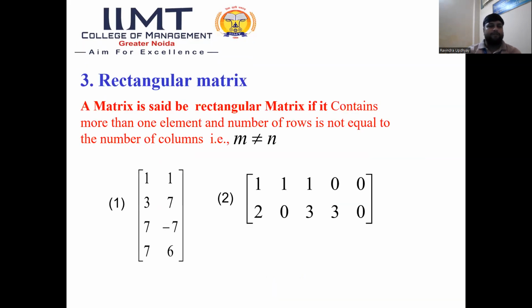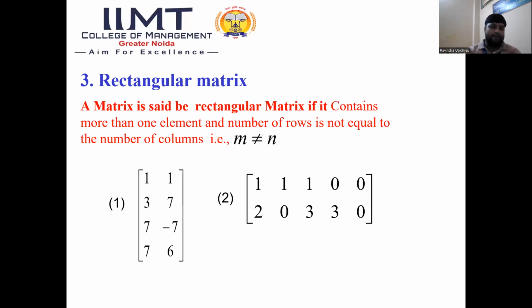Rectangular matrix. As clear by the name, rectangular matrix means whose dimensions are different. Most probably when we talk about the rectangle, it has different sides; its parallel sides are equal. A matrix is said to be rectangular matrix if it contains more than one element and the number of rows is not equal to the number of columns. That means m is not equal to n.